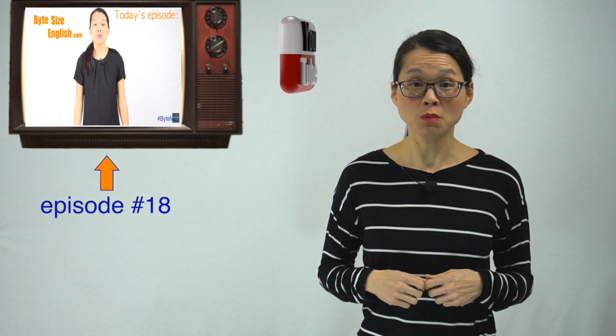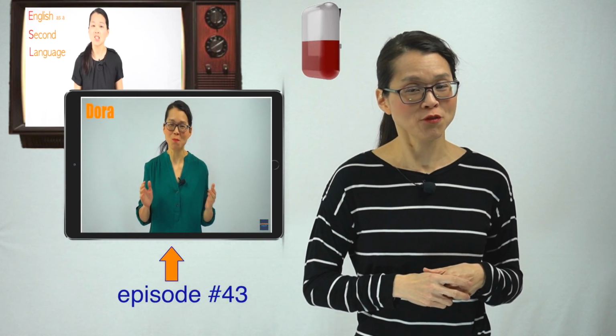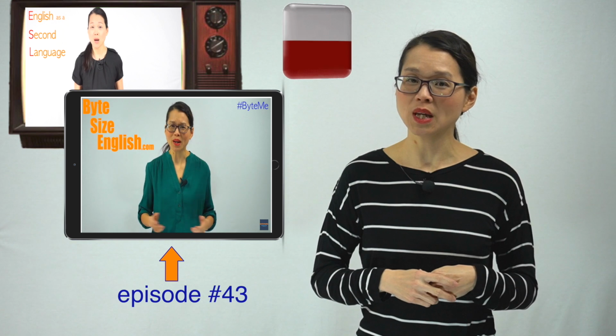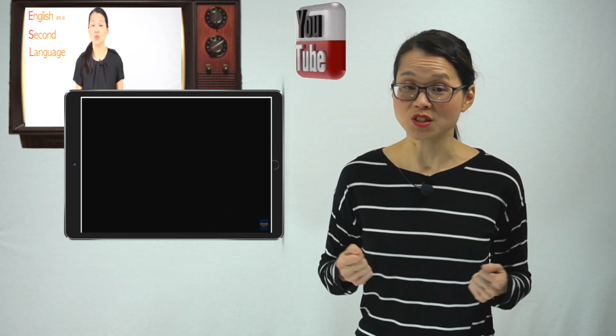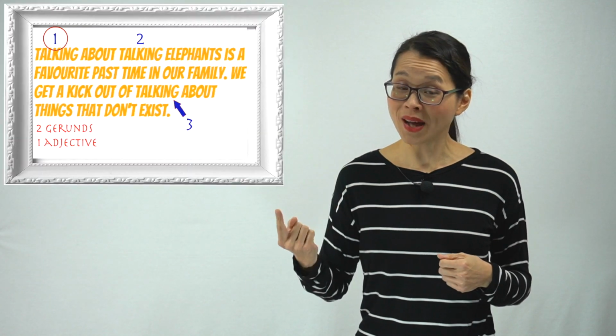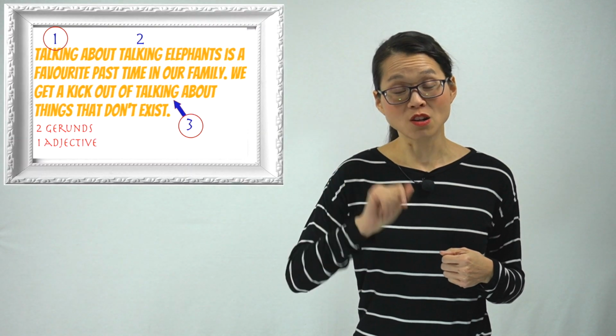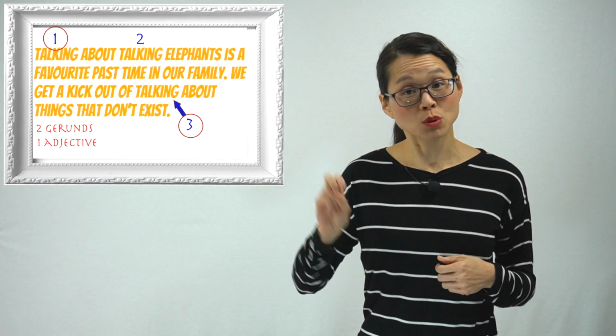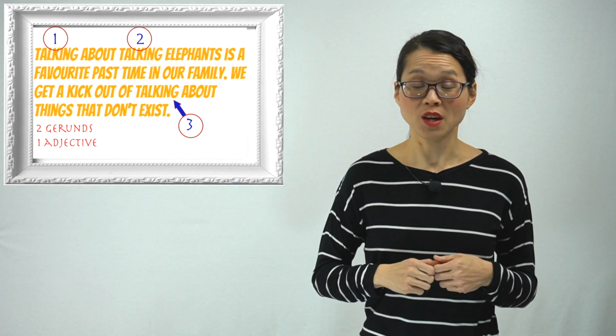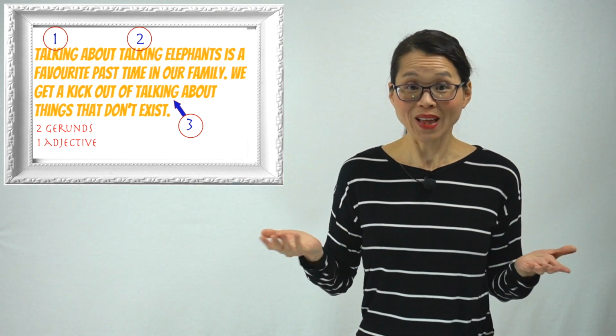If you watched episodes on gerunds and when to use them, then you'll know which ones are gerunds. And if you watched part 1 of Name That Verb ING, then you'll be able to identify the adjective. You should be able to see that numbers 1 and 3 are gerunds, and number 2 is an adjective as it describes the noun elephant.